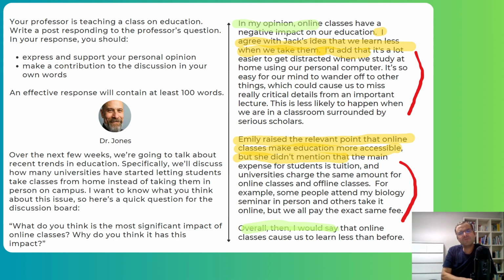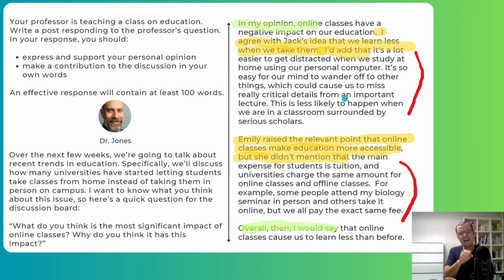I'm trying to use not really complicated words, but I'm not using basic words all the time. So I'm just using things like negative impact or distracted or wander off. These are not complicated words, but they're just not really simple and basic. So you do want to show off your vocabulary level somewhat.